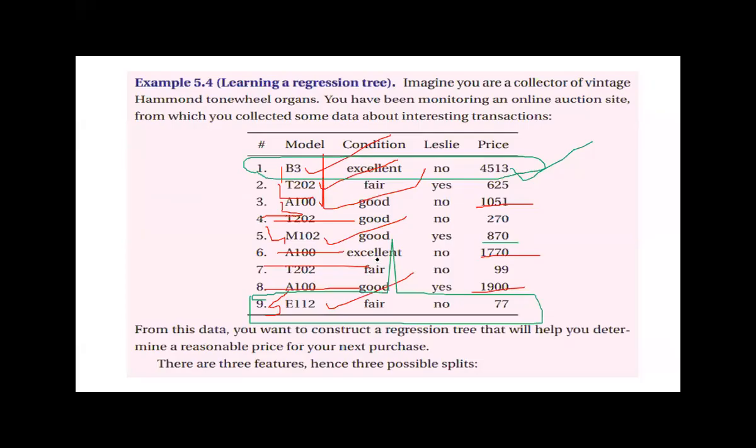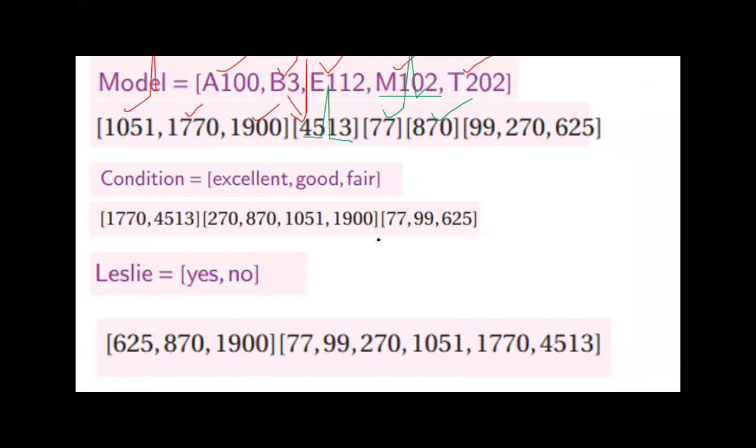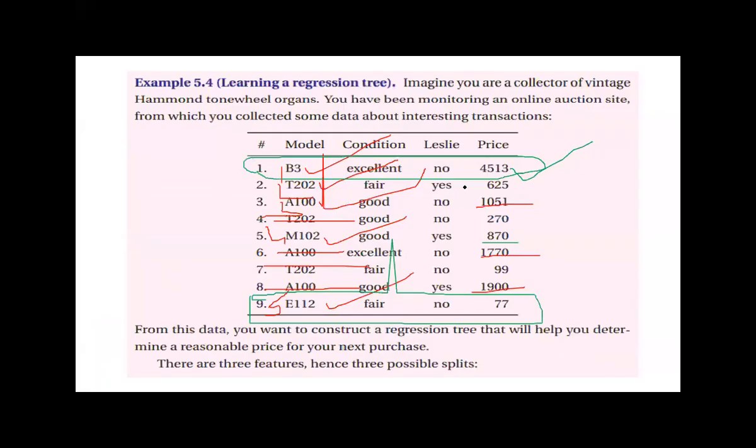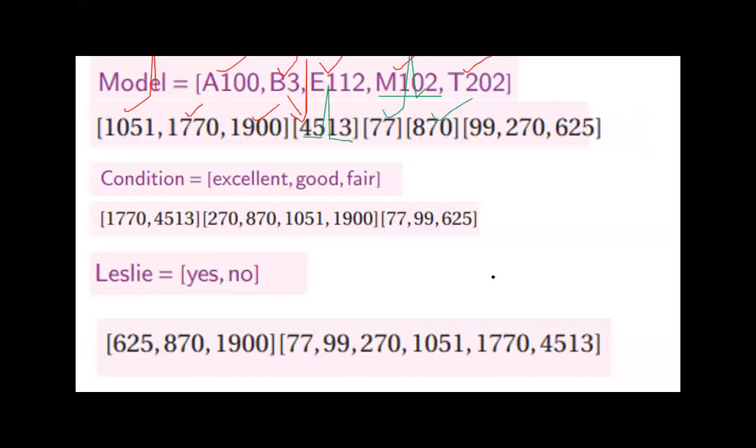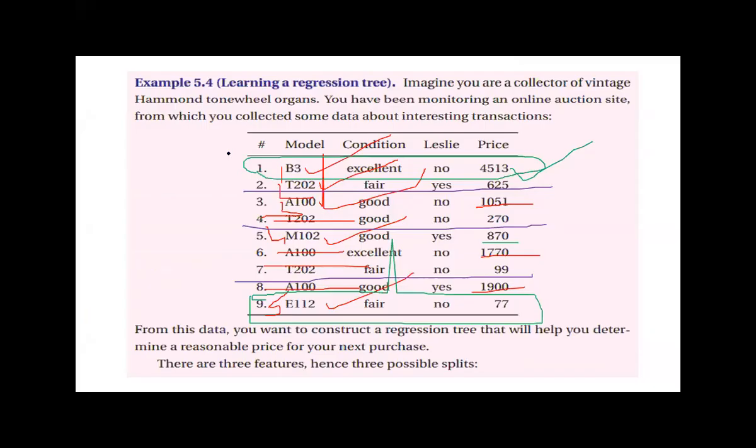Now the other one is T202. There is a record called T202 here. This is one T202, another T202, and another T202. So we have 625, 270 and 699. This is how all the prices are written.